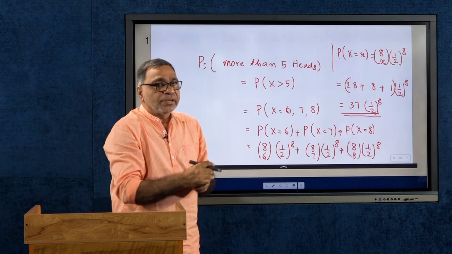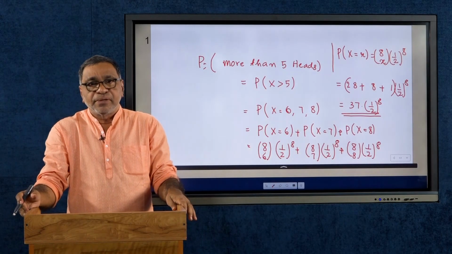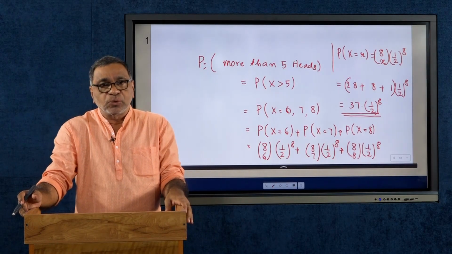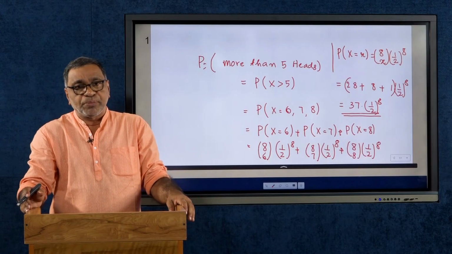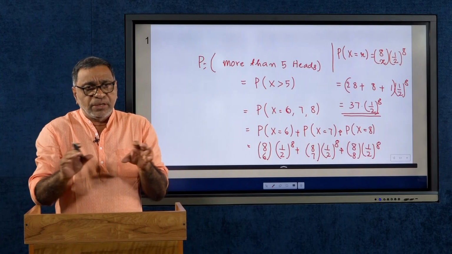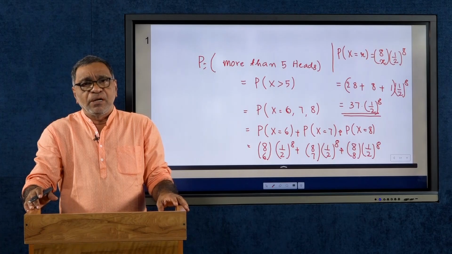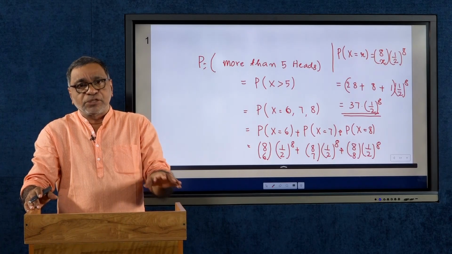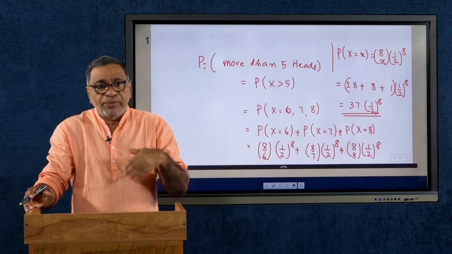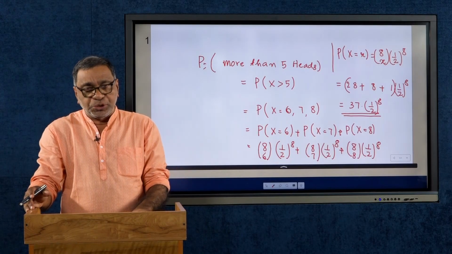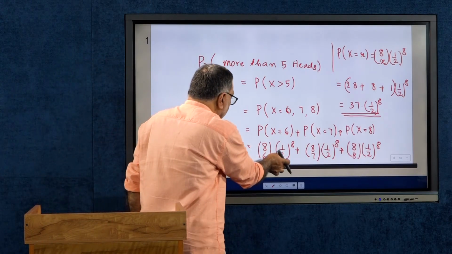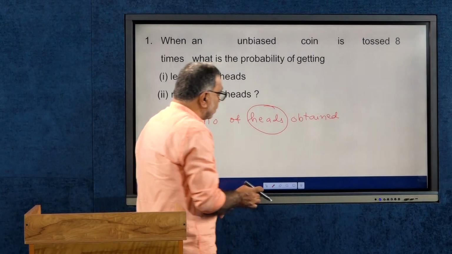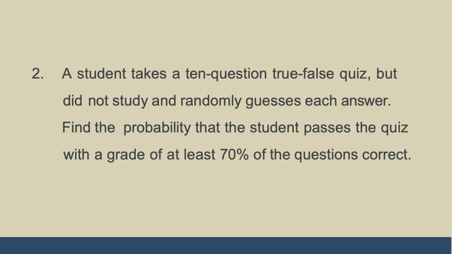So, probability of getting more than 5 heads is equal to 37 into (1/2)^8. So, this is a very simple example of a practical situation where we are applying binomial distribution. Now, suppose you are considering another example.